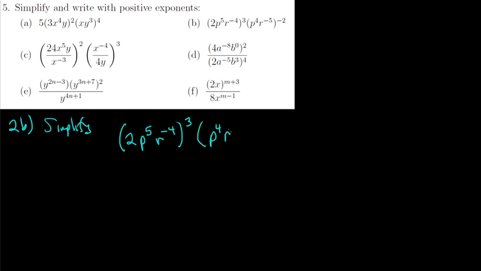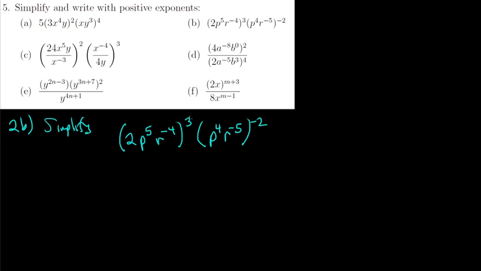Okay, so number 5 just deals with the rules for exponents, which I'm hoping you're all familiar with. So I'm going to start with B. I think if you can do B, you can do A. So I think A is the easier one. So for 2B, we want to simplify and then write with positive exponents the expression in parentheses 2p to the 5 r to the negative 4, and then all of that raised to the third power, times, in parentheses, p to the 4, r to the negative 5, all raised to the negative 2 power.